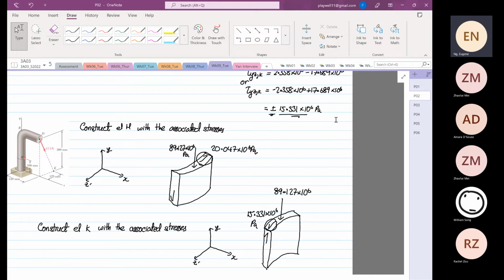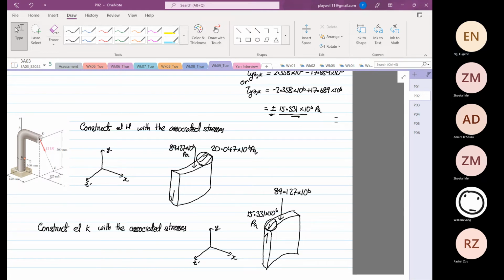Okay, so in your term test, I'm going to test you on construction of the elements. I understand the homework that I posted last week asked you to find principal stresses. I will not ask you in your term test 2 to look for principal stresses or maximum shear stress. Just construct the element. Okay, that's enough.